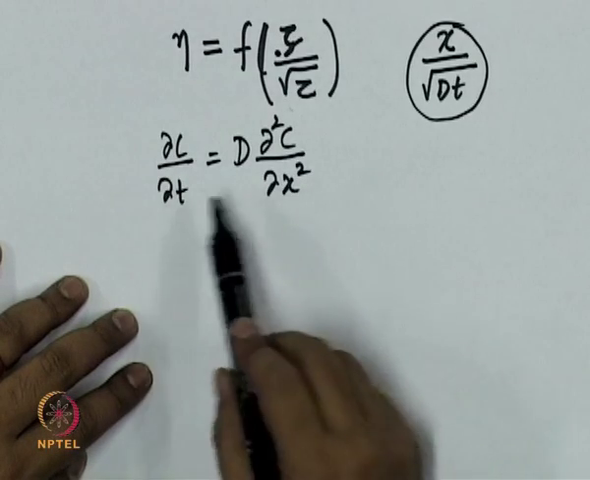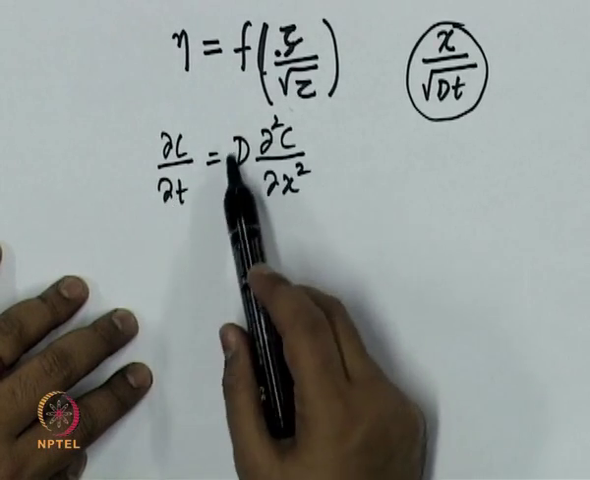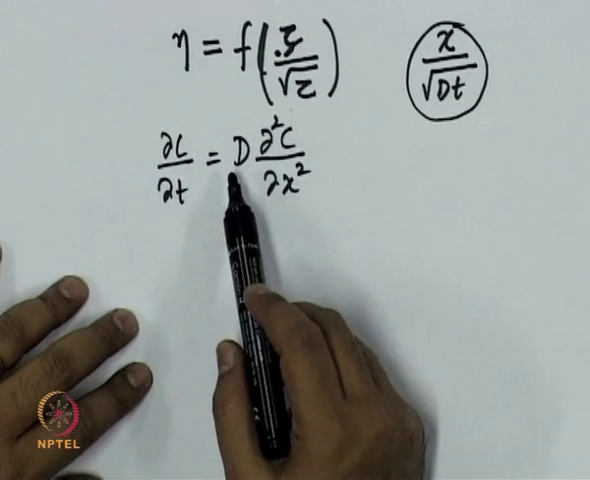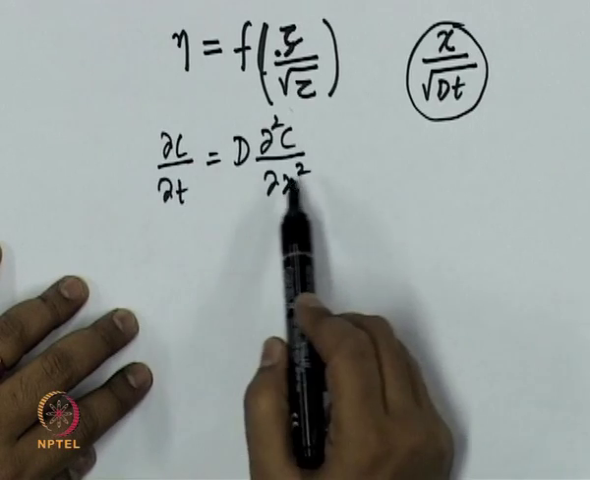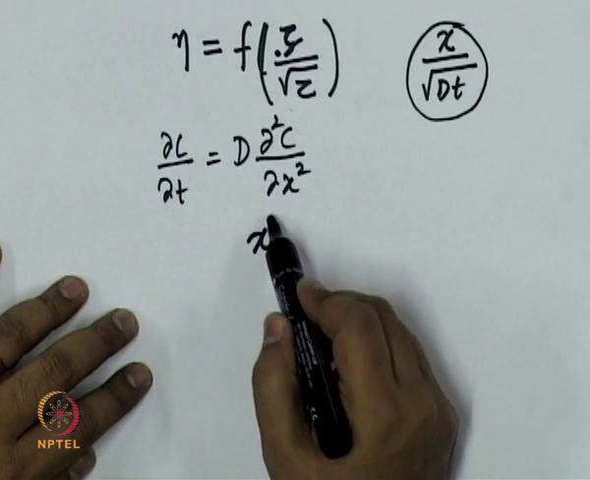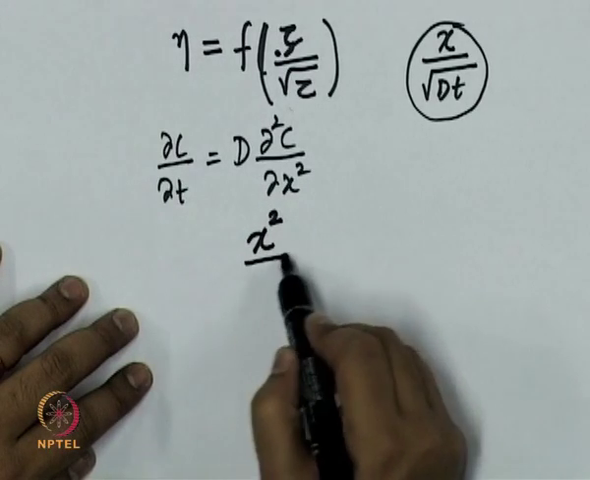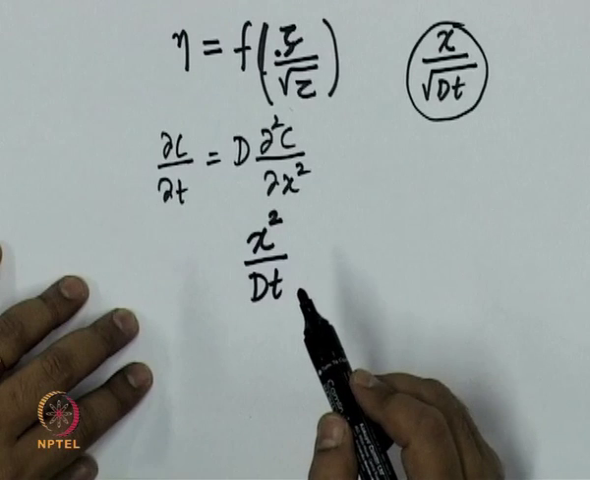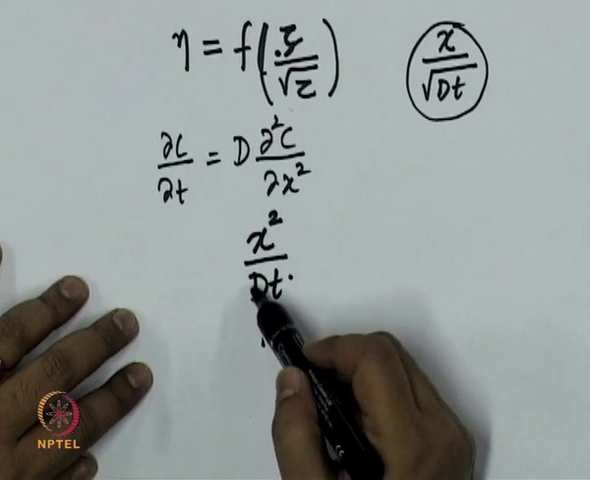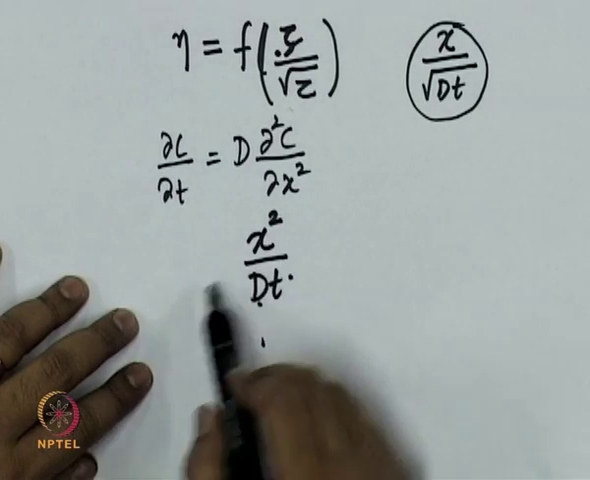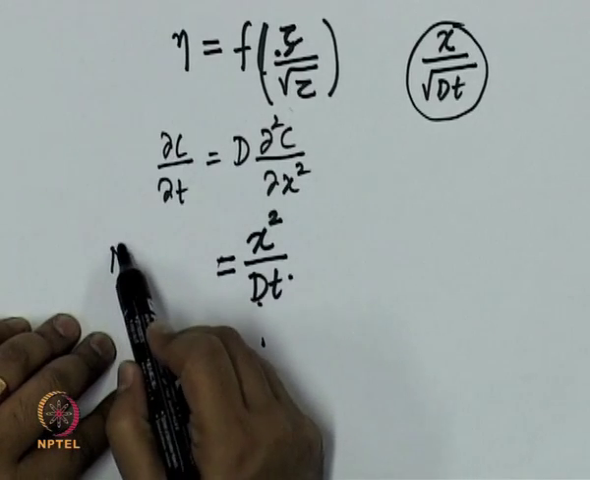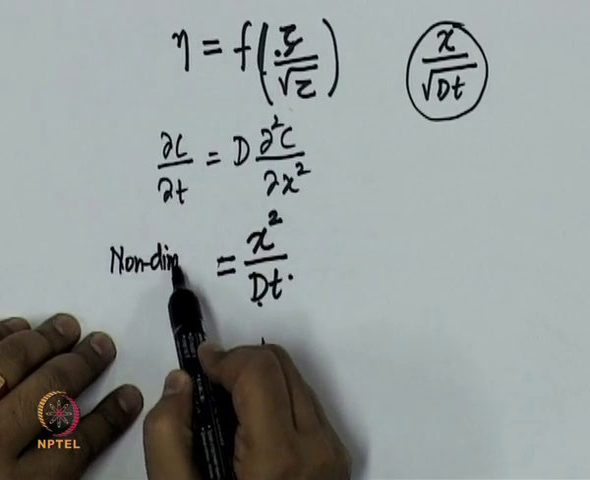The only dimensional quantities are length and time, and diffusivity has derived units. So if you try to form a non-dimensional number from these quantities, it is of the type x squared by Dt, right, because diffusivity is meter squared per second, and you multiply by time, so the meter squared will cancel. So this is some non-dimensional number.